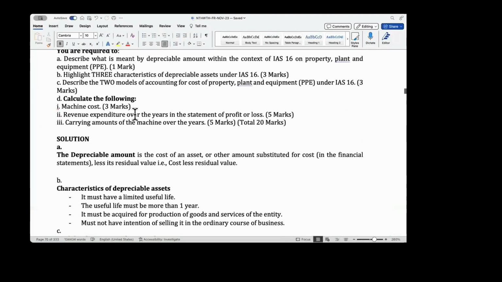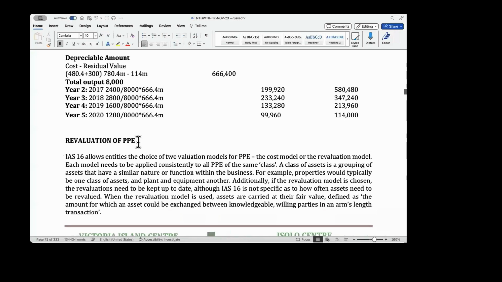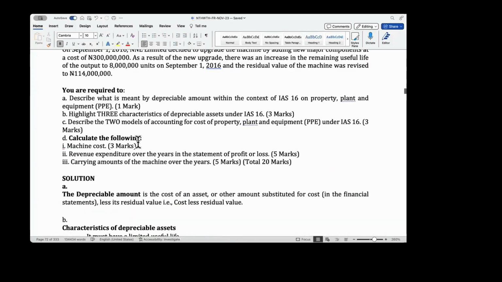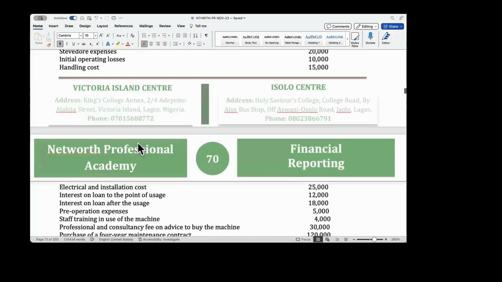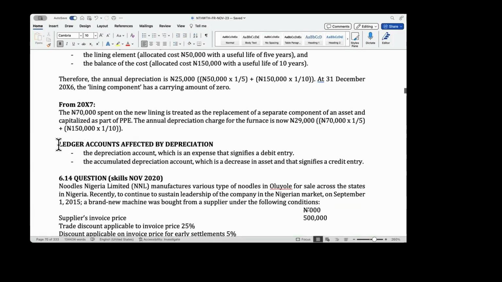So finally for today, because this is where I will stop. Next week, I will start with evaluation. Finally for today is the ledger account for depreciation. Ledger account affected by depreciation.